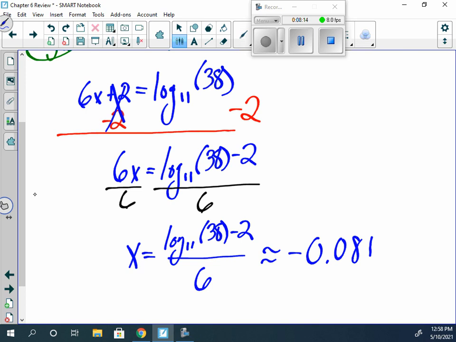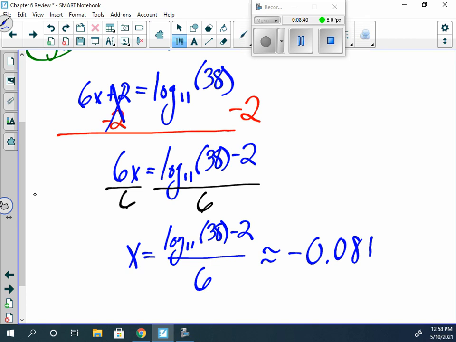So just in case you type this in wrong, because if you use log base in the graphing calculator and forget to put that parentheses to close in the 38, it would give you negative 0.54. It would give you a completely different answer. Because if you don't put both parentheses around the 38, it's going to think it's 38 minus 2 inside the log. It'll give you a different answer.